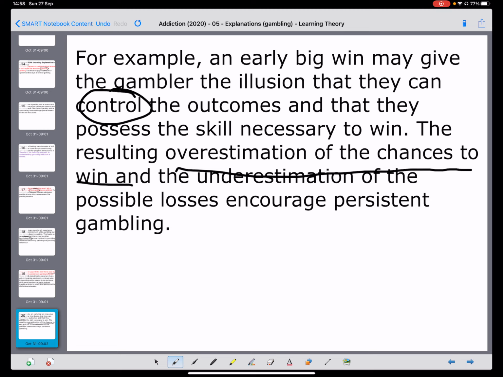In short, it's not massively expanded upon in questions relating to learning theory, but it has shown us that we can't just rely on learning theory as an explanation for gambling, and it leads us nicely into the next topic, which will be on the cognitive model.